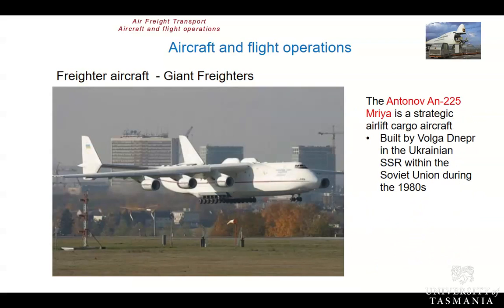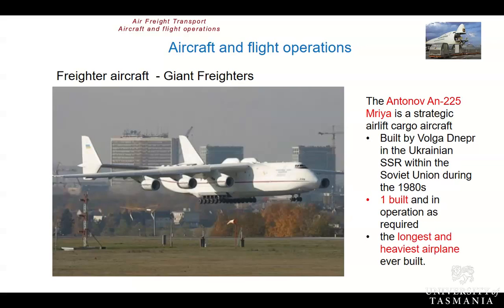Another interesting freighter is the Antonov AN-225. This is built by Antonov in the Ukraine, and when it was originally built, Ukraine was part of the Soviet Union. That's changed over time, and I think it's still the manufacturing facility for Antonov, but you'd have to say that relations between Russia and Ukraine aren't great. Only one of this particular aircraft was built, and it's the longest and heaviest plane ever built.